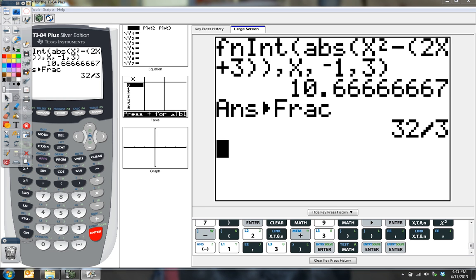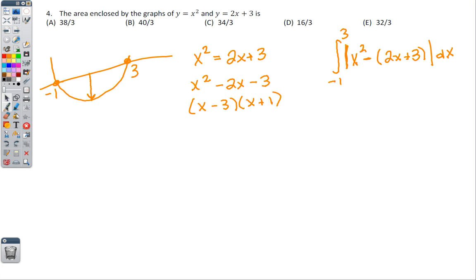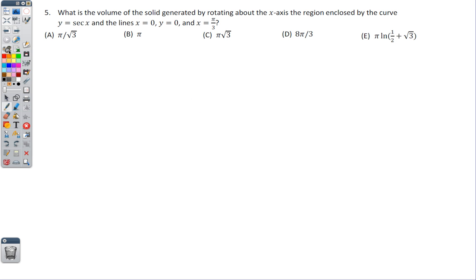So going back, 32/3. All right. And our last problem, what is the volume of the solid generated by rotating about the x-axis, the region enclosed by the curve?